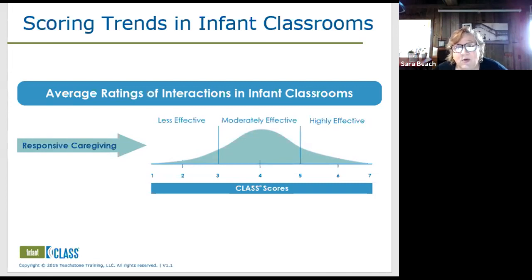And we do know that we need to see highly effective interactions to really close that achievement gap. That's one thing study after study has shown. We're not closing the achievement gap until we get to these 5, 6, and 7 scores.